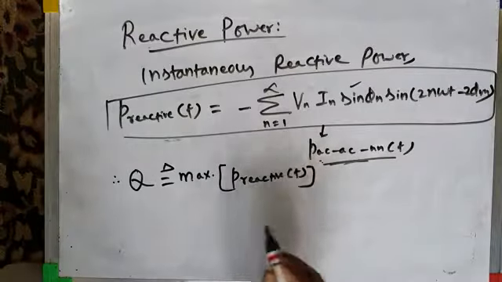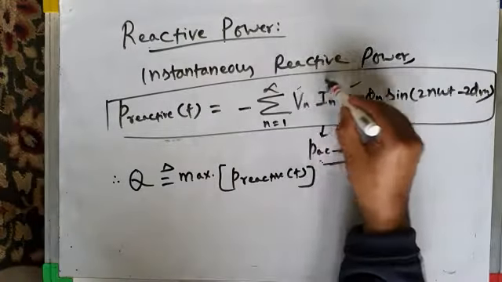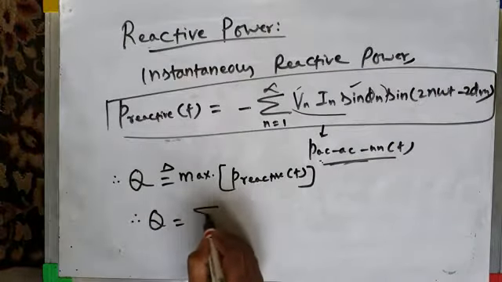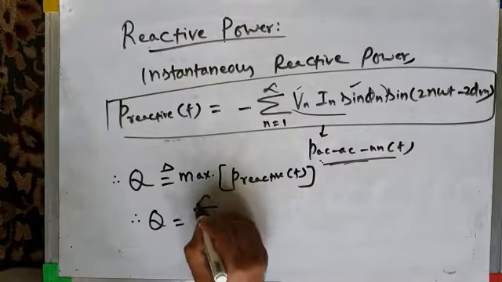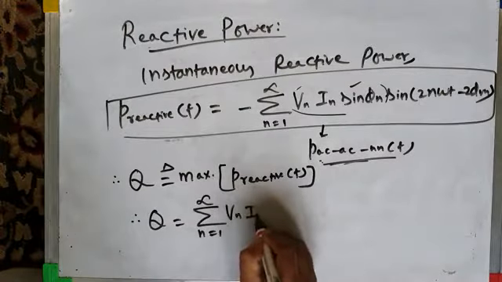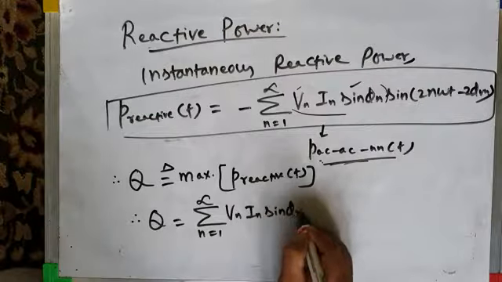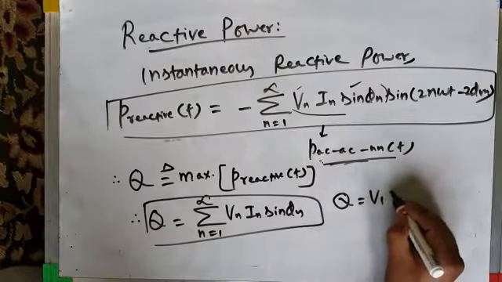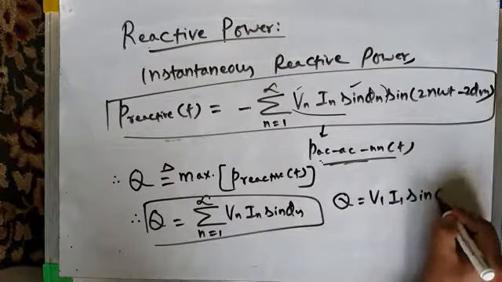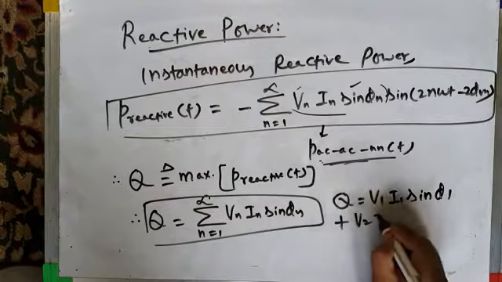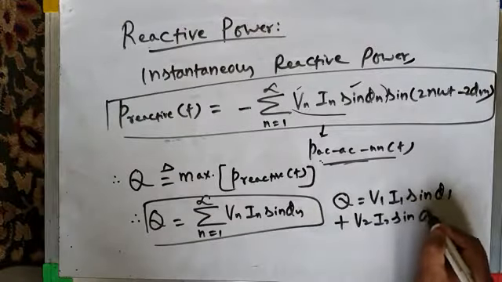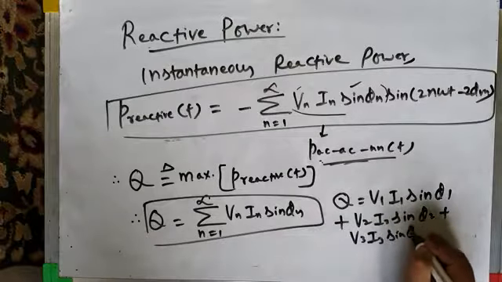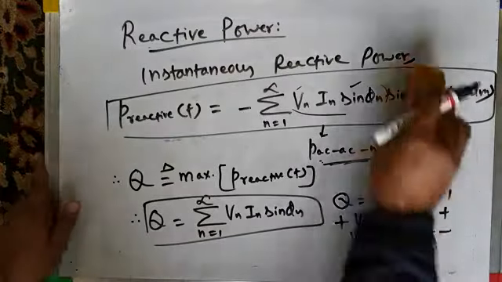Now from this equation, what is the peak value of instantaneous reactive power? This Vn In sin phi n. So therefore Q will be equal to summation n equal to 1 to infinity Vn In sin phi n. Fine. If you expand this, you can write it as V1 I1 sin phi 1 plus V2 I2 sin phi 2 plus V3 I3 sin phi 3 plus so on.